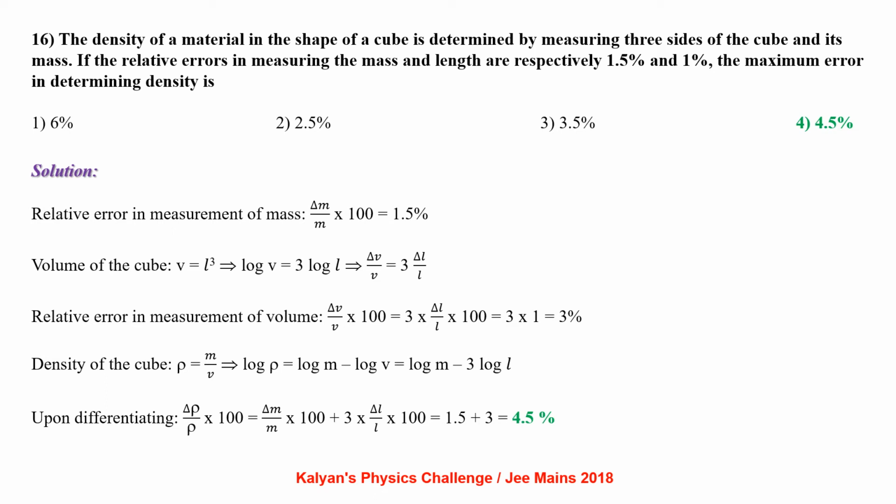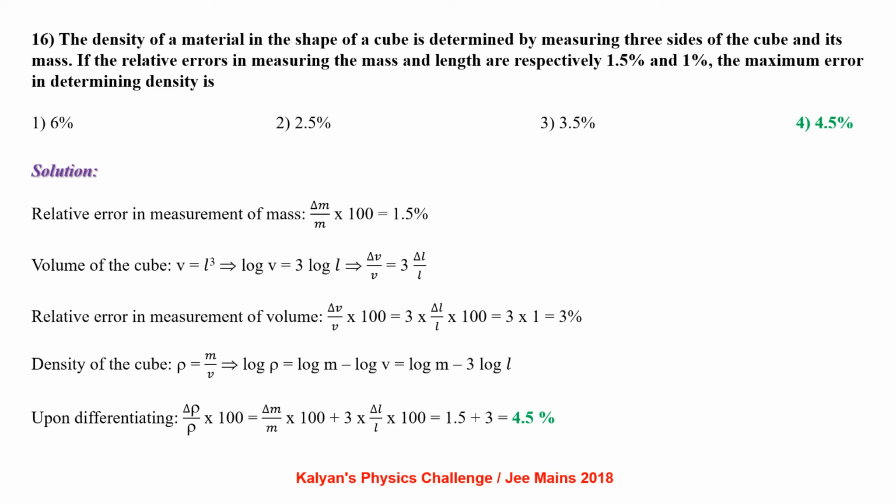Volume of the cube V equals L cubed. Applying log on both sides, we have log V equals 3 log L. Differentiate to obtain delta V by V equals 3 times delta L by L. Relative error in measurement of volume, delta V by V into 100, equals 3 times delta L by L into 100, that comes to be 3%.